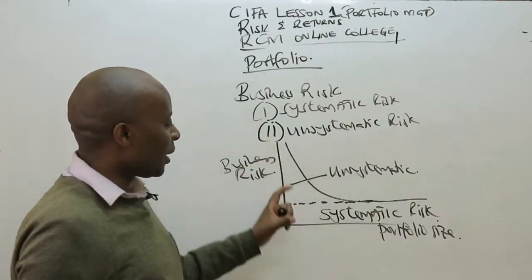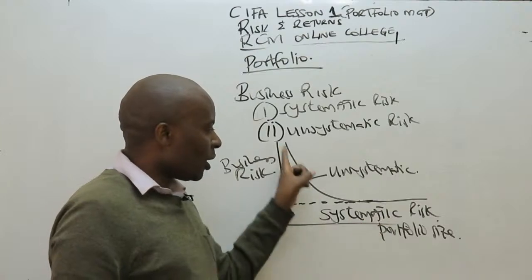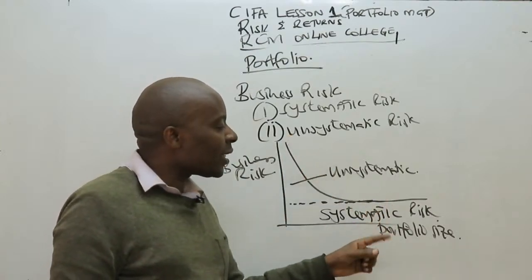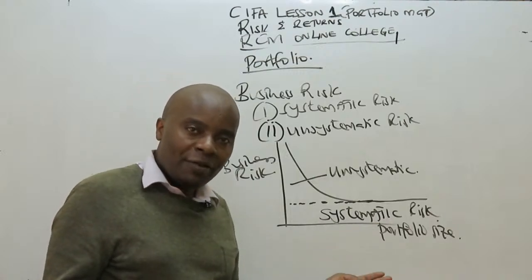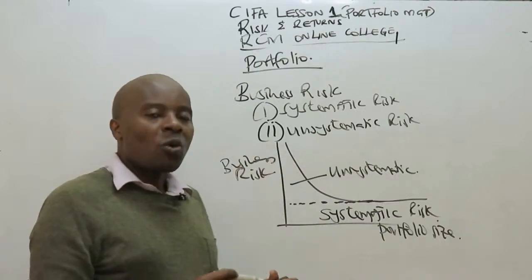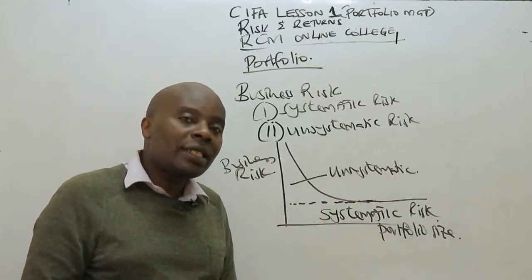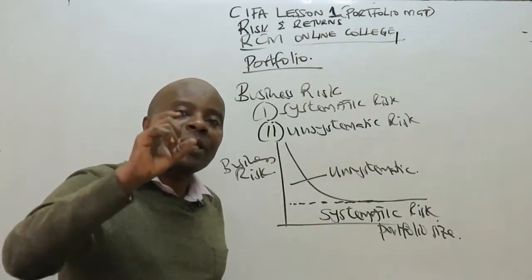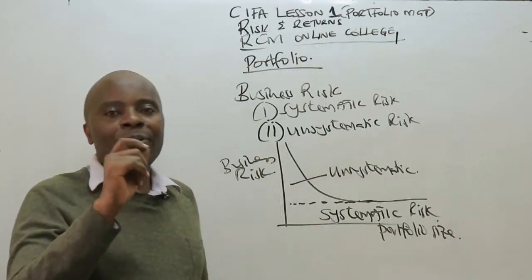So as the portfolio size grows, we'll have risk reducing. The risk that reduces as we spread out our investments, ladies and gentlemen, is what we call unsystematic risk. So unsystematic risk is that risk which is company specific. It affects specific companies.